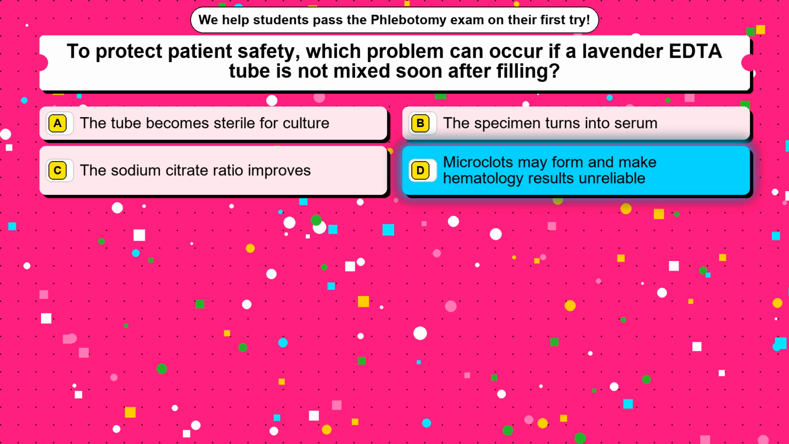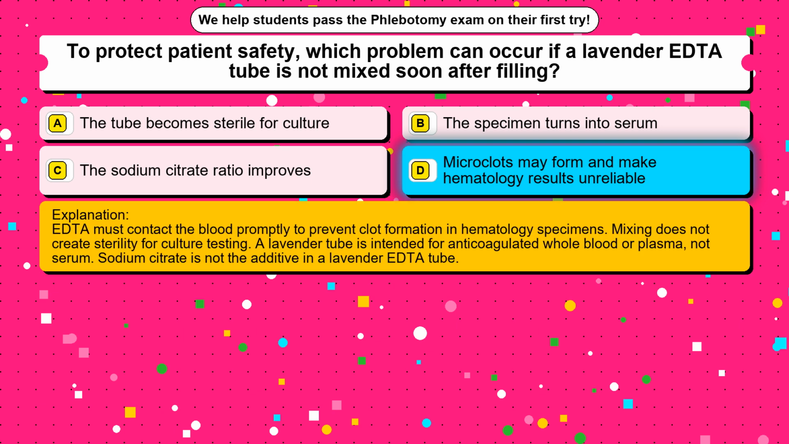Microclots may form and make hematology results unreliable. EDTA must contact the blood promptly to prevent clot formation in hematology specimens. Mixing does not create sterility for culture testing. A lavender tube is intended for anticoagulated whole blood or plasma, not serum. Sodium citrate is not the additive in a lavender EDTA tube.